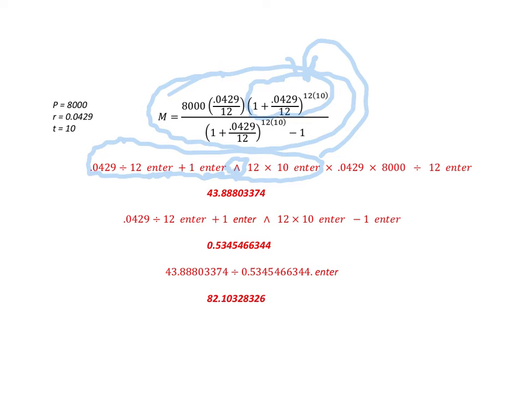All right, so you've hit enter at this point, so you have what this in parentheses is equal to. Then you're going to multiply it times 0.0429 times 8,000 divided by 12 and hit enter. So that's this portion here. Now, once you solve this, this is what you're going to get for an answer using these numbers. So this is basically the solution to the numerator, okay? So this is what the numerator is equal to.